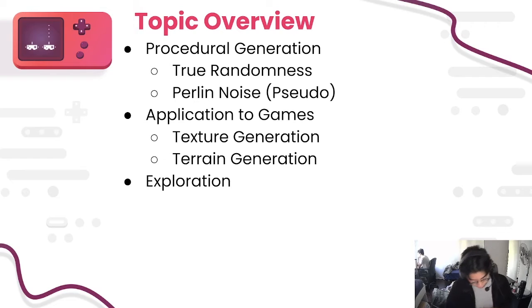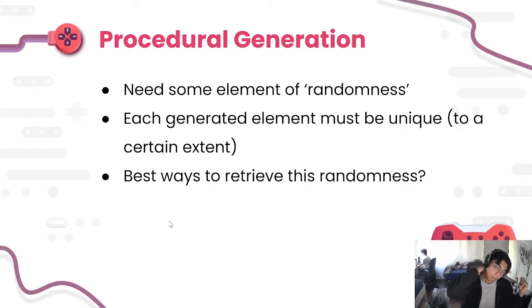Okay. This is just a bit of a topic overview. Before we jump into code, I want to talk about what exactly procedural generation is, or what it can be, rather. There are two types of randomness that we're going to talk about real quick: true randomness, as well as Perlin noise, which is a sort of pseudo-randomness. And then after that, we're going to talk about its application to games that we could use. Towards the end, we might have a bit of time for exploration, but we'll see how long it takes before that.